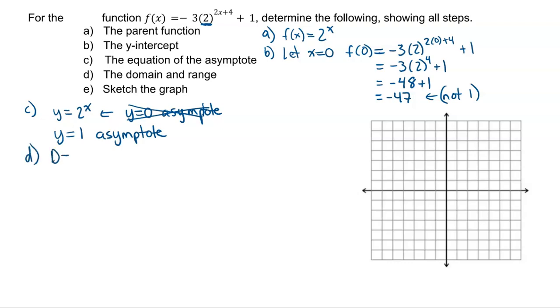Part D says what the domain and range are. And so for any type of exponential function, the domain is always all the possible x values. So x is a set of all real numbers. The range, though, is something we have to think a little bit about.